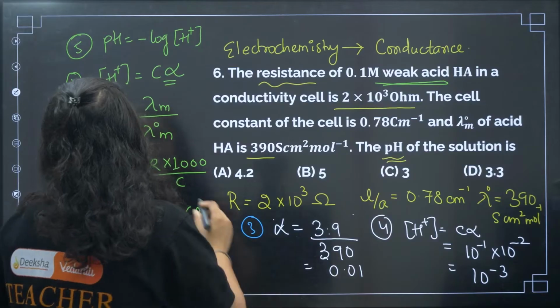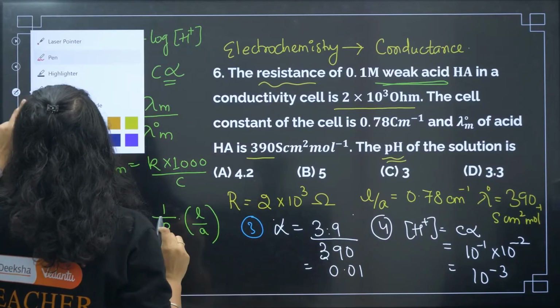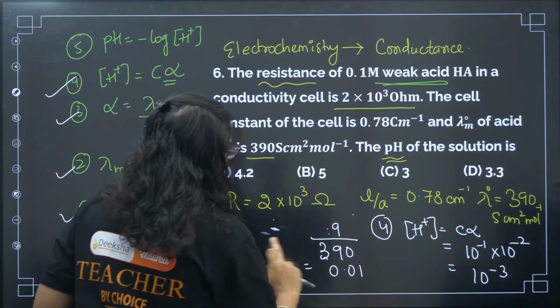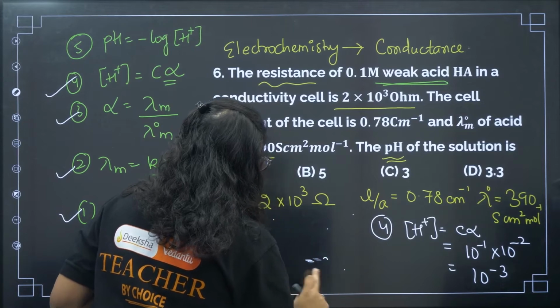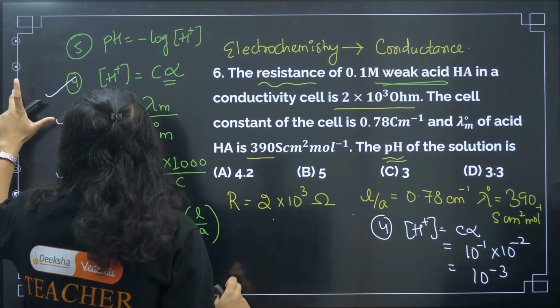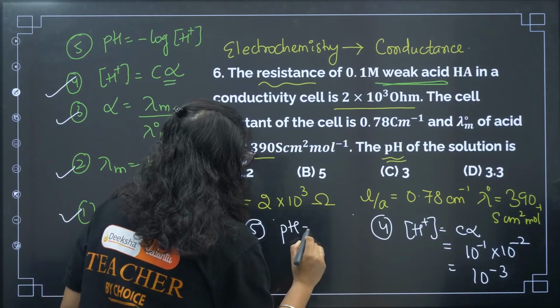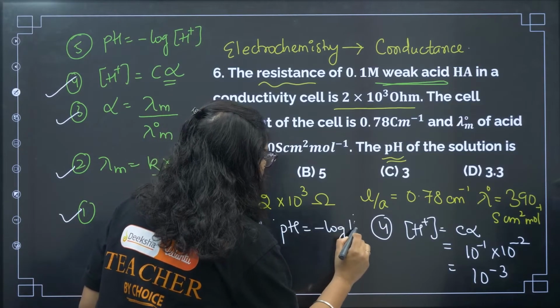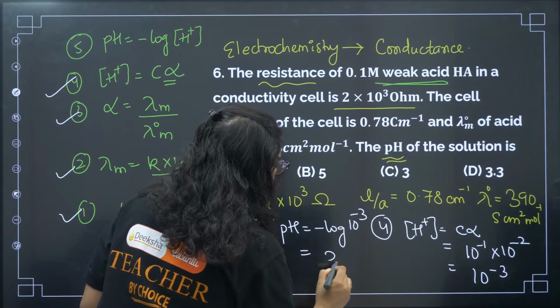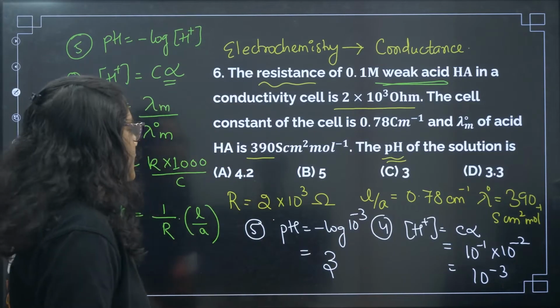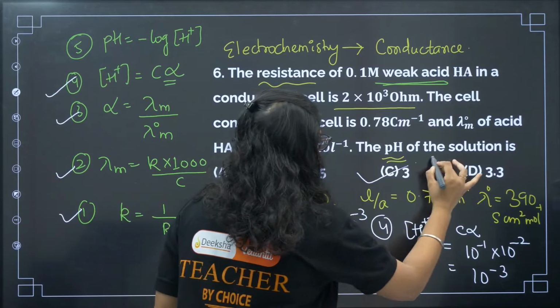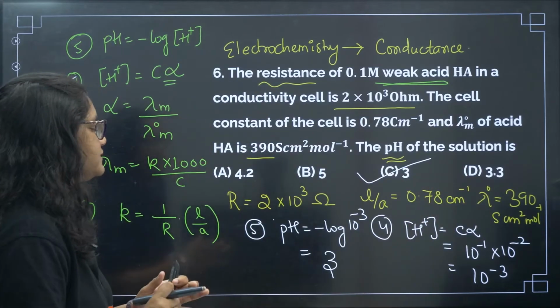Now we have reached step 4, and now we are at the final step where we need to calculate the pH of the solution. So again I am erasing this one. So if you see, step number 5, pH is equal to minus log of the H plus concentration, 10 to the power of minus 3. So I'll get 3, right? So the correct answer for this question will be option C, that is 3.